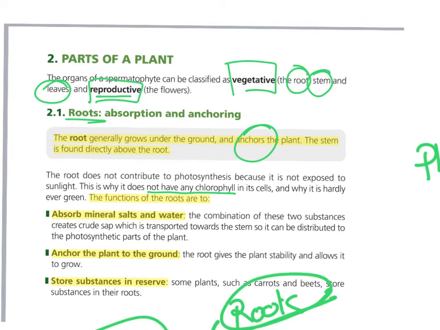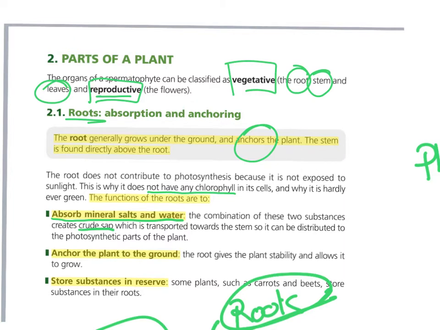Got it? But what are they going to do? They are going to absorb mineral salts and water. This combination of mineral salts and water is called crude sap. Crude sap. This is an important word for your vocabulary list. Crude sap is going to be the mix of the mineral salts and water. So they are going to take this through roots, and this sap is going to move towards leaves.